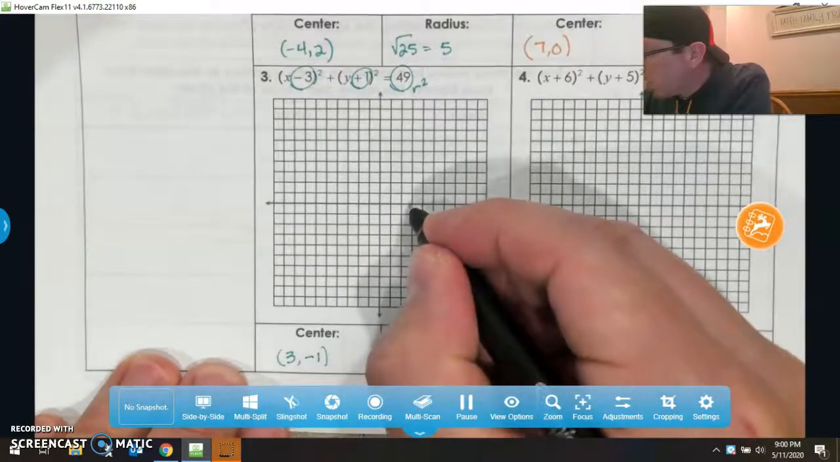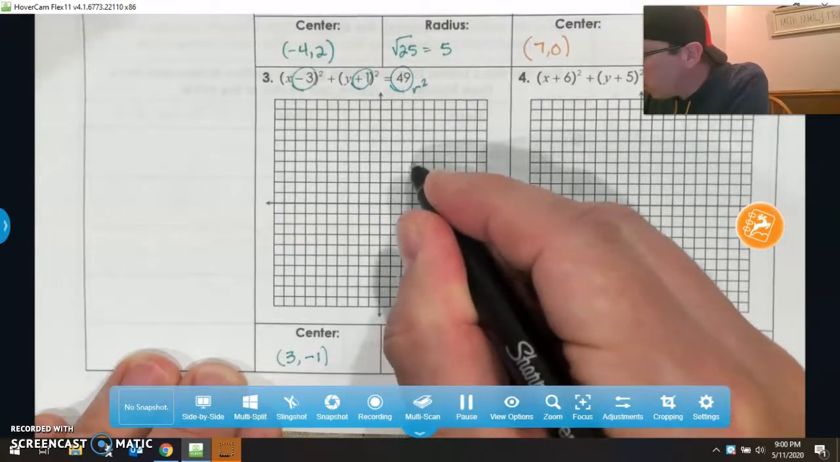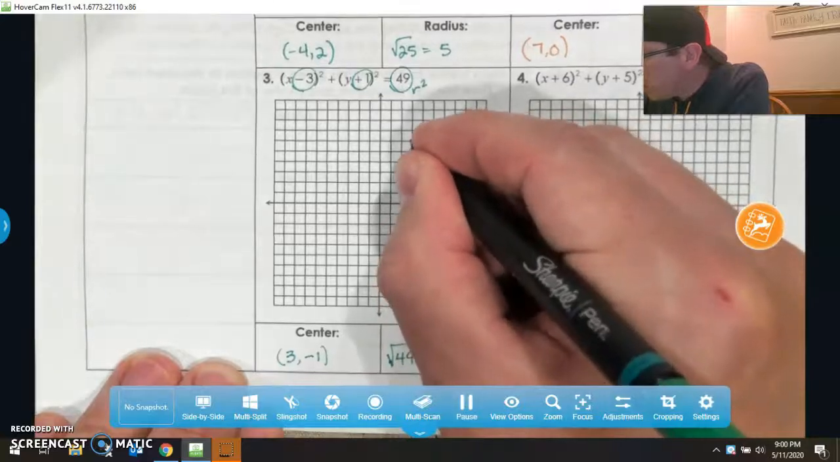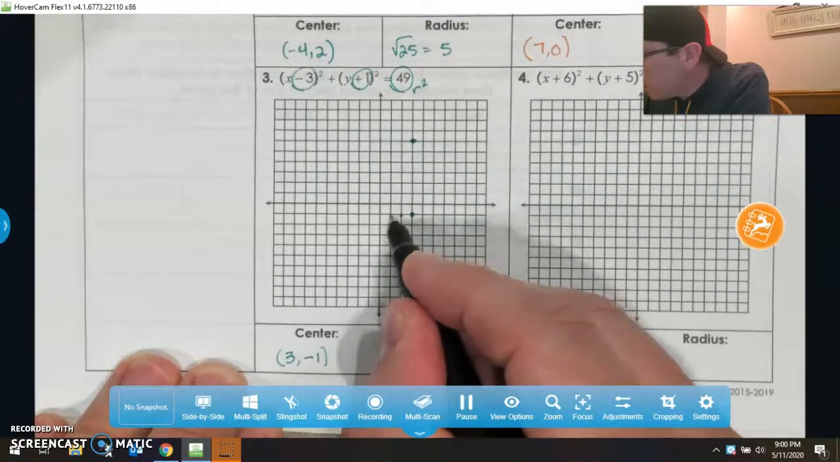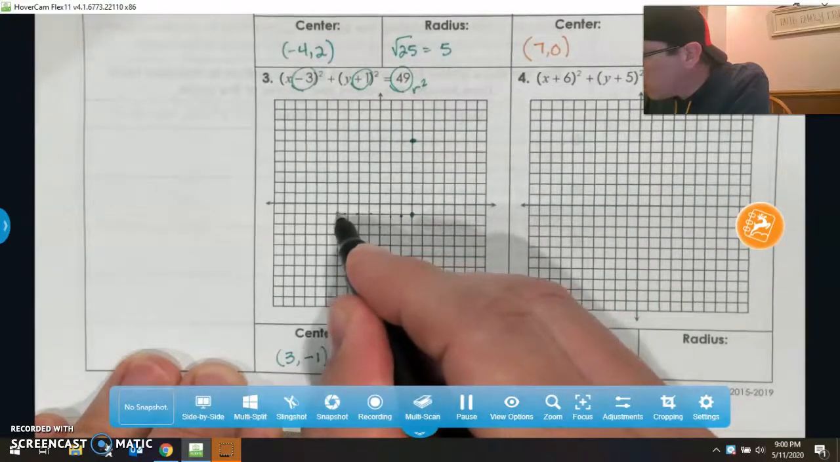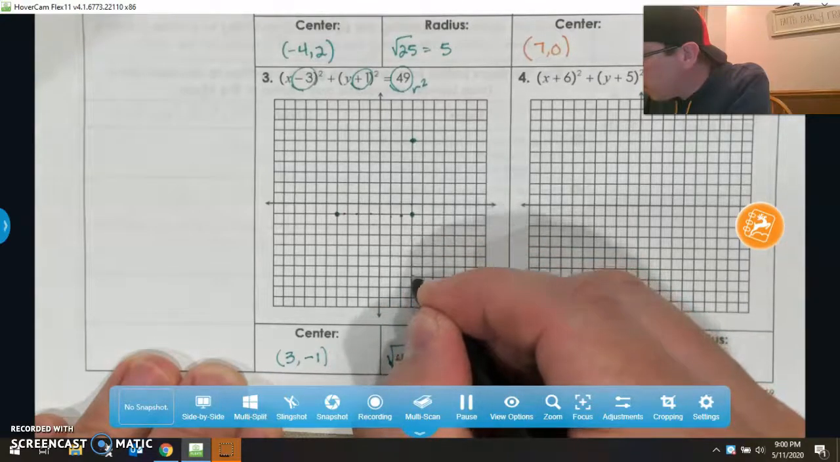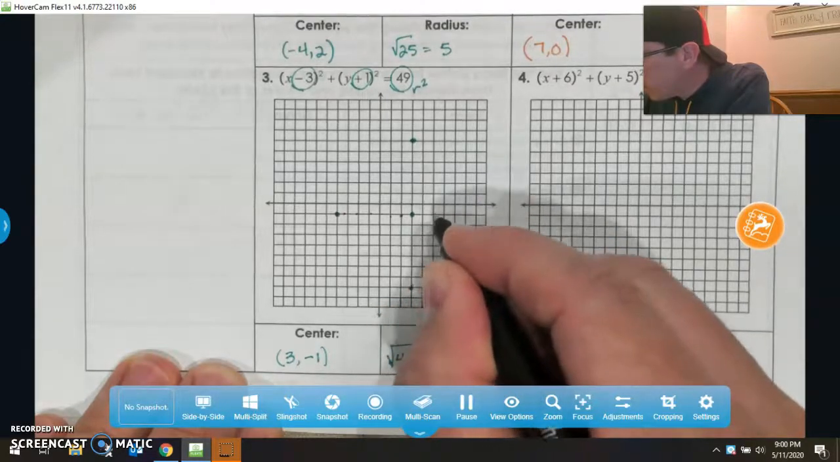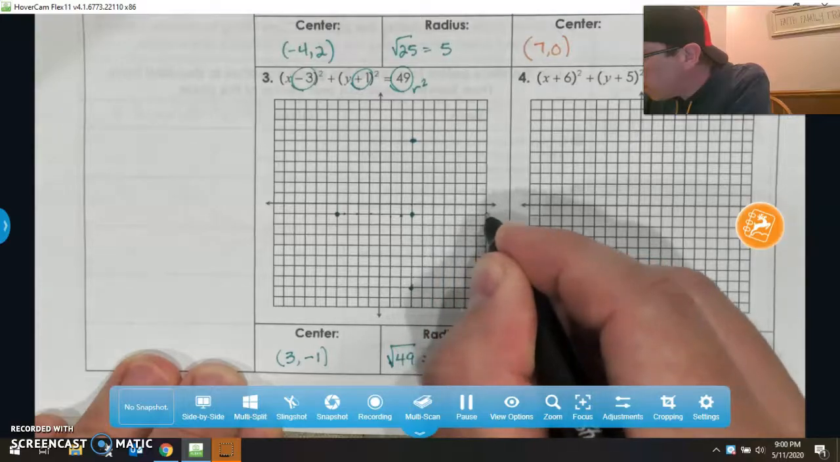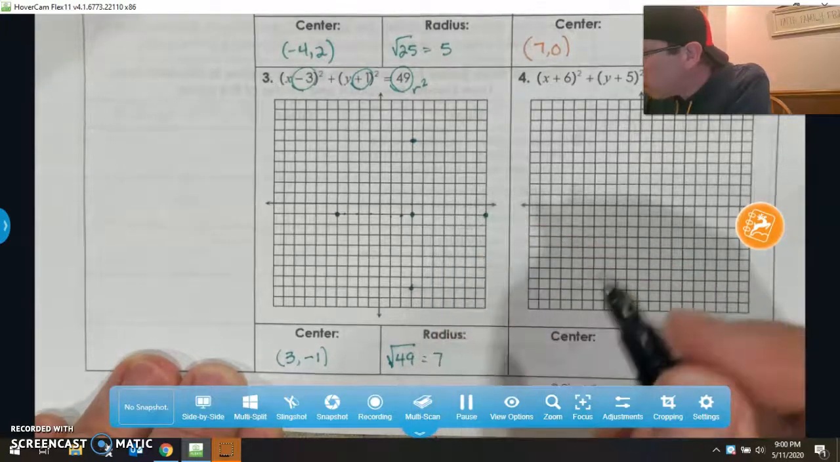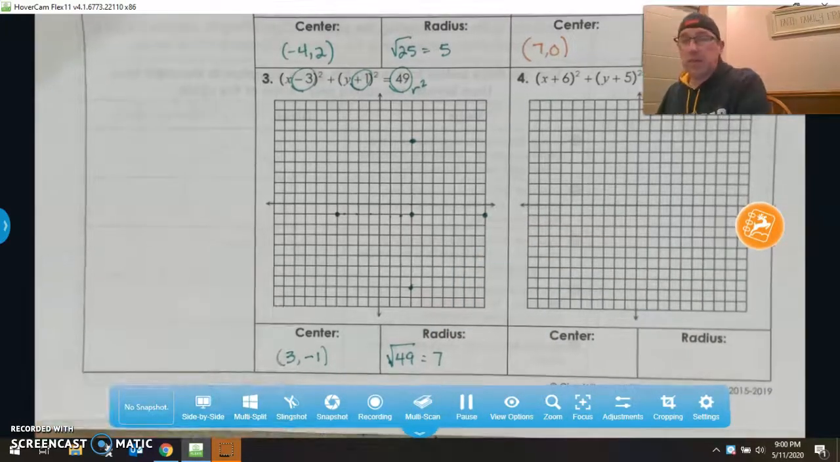Now from that point, I'm going to go up 7. 1, 2, 3, 4, 5, 6, 7. Left 7. 1, 2, 3, 4, 5, 6, 7. Down 7. 1, 2, 3, 4, 5, 6, 7. And right 7. Then you're going to do your best to make a circle.